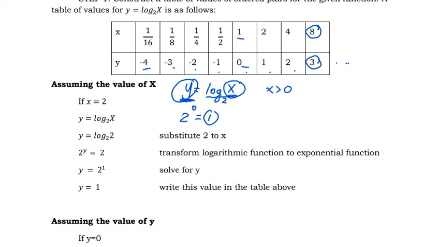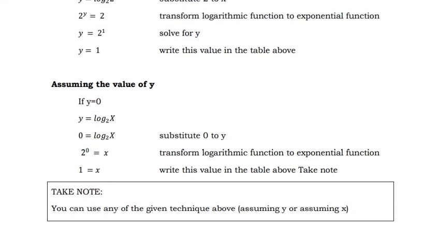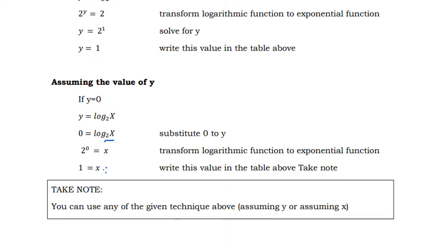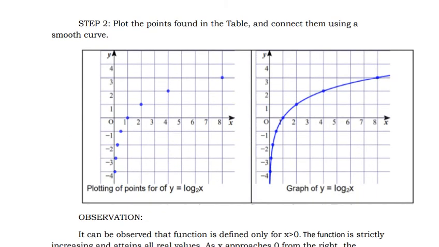Okay, similarly, assuming that y is equal to 0, then 0 equals log of x base 2, and therefore 2 to the 0 equals x, and thus x is equal to 1. Take note, you can use any of the given techniques above, assuming x and y, and we call this finding the x and y intercept. So when we have this graph of log of x base 2, this is the graph of log of x base 2, equal to y.